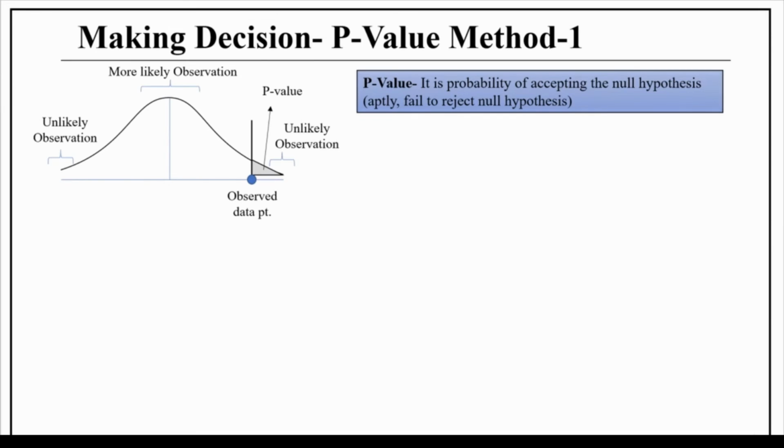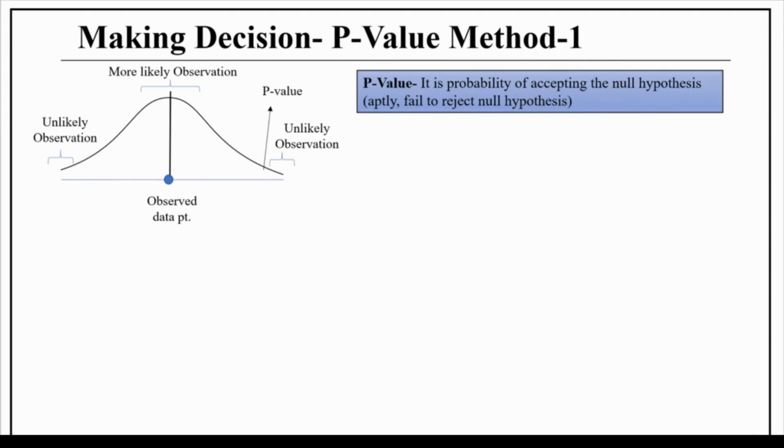Also, we can simply understand it in this way. If the observed value or test statistic is at the extreme end, that means the p-value is small, which is a result of very few observations there. Therefore, there is a very low probability of accepting the null hypothesis, or failing to reject the null hypothesis.